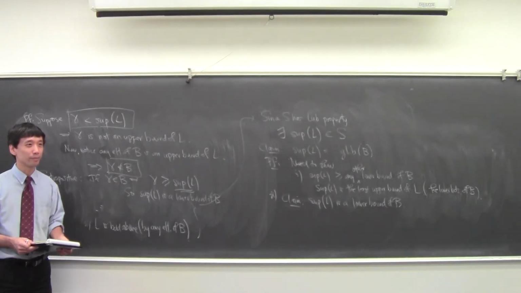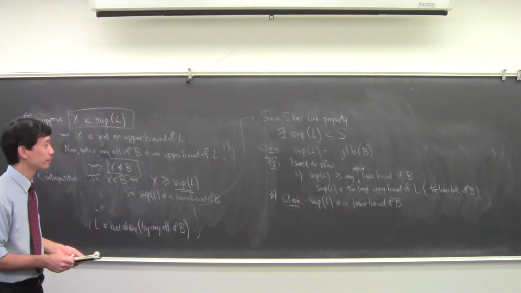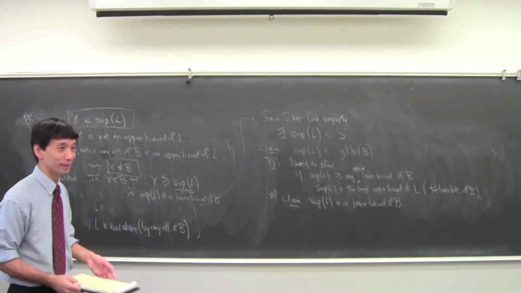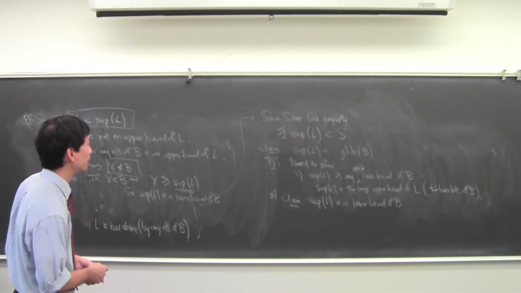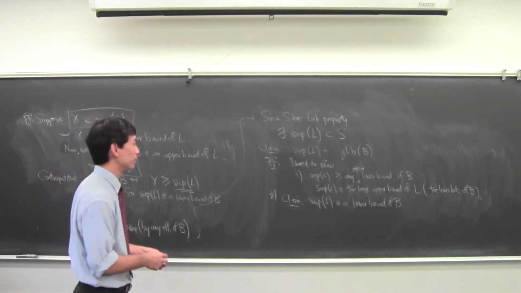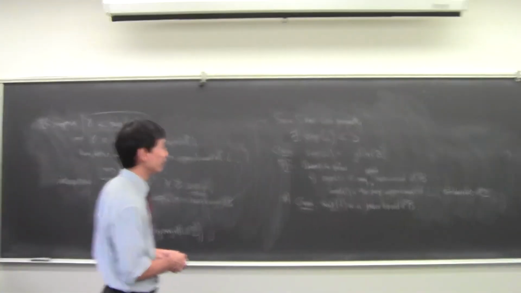Mia: I'm a little bit confused about, maybe it's just the order we did it. In the statement for part one, we already said supremum of L is greater than or equal to any other lower bound of B.